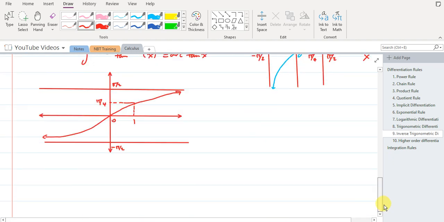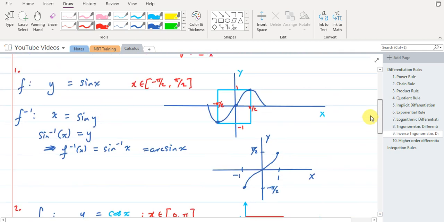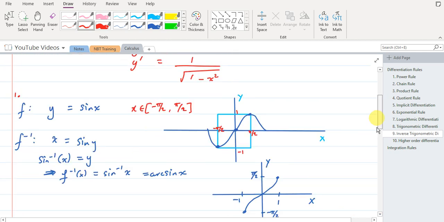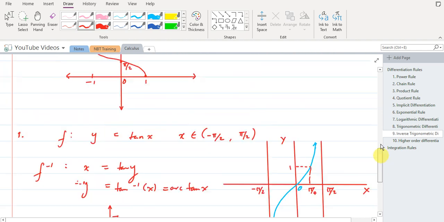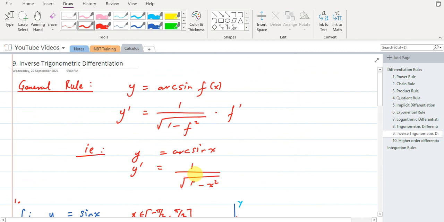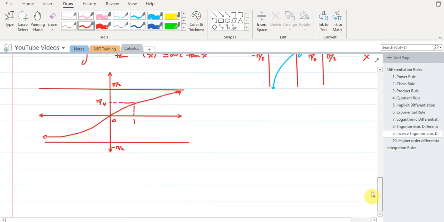So if I take this example over here, y is equal to arc sine x, we're going to find the derivative. How come the derivative is equal to 1 over the square root of 1 minus x squared? This is from implicit differentiation. So if you have not watched my video on implicit differentiation, make sure to go back and watch the video. Check for the link in the description box below this video. Alright, so number 3.